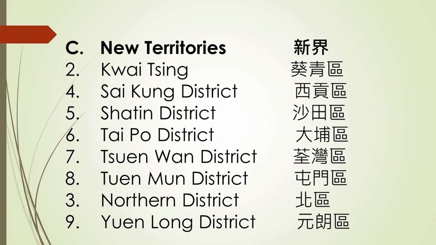Number 9, Yuen Long District. In Cantonese is Yuen Long Khoi.